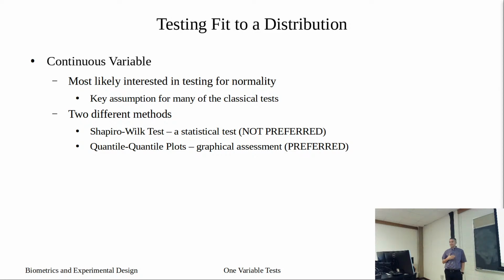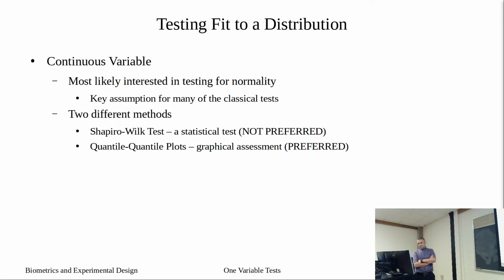All right. The most likely case for us is testing if our variable follows a normal distribution. The reason why this is important is normality of our variable is assumed for several classical tests. ANOVA makes that assumption. T-tests make that assumption. All right. So we're going to have to know how to test for normality before we can proceed with these classical tests. There's two different ways to do it.